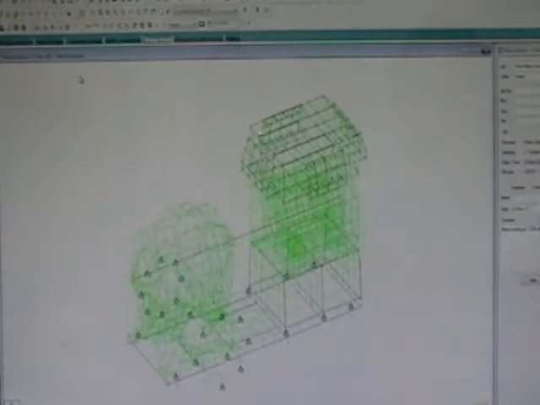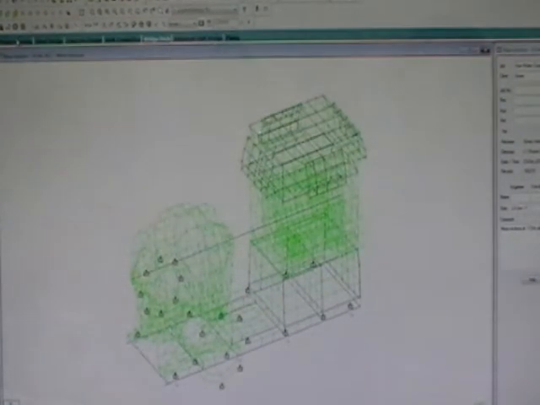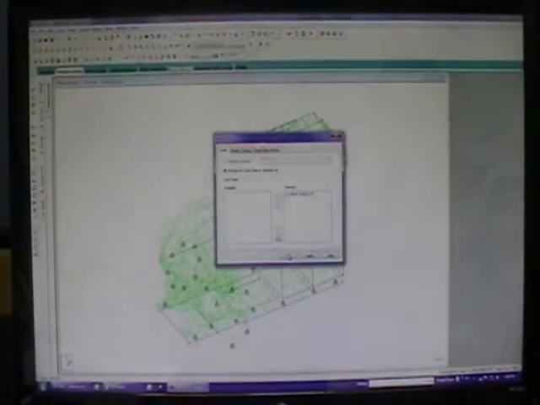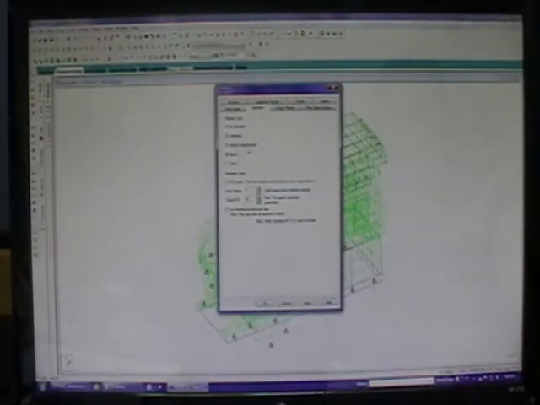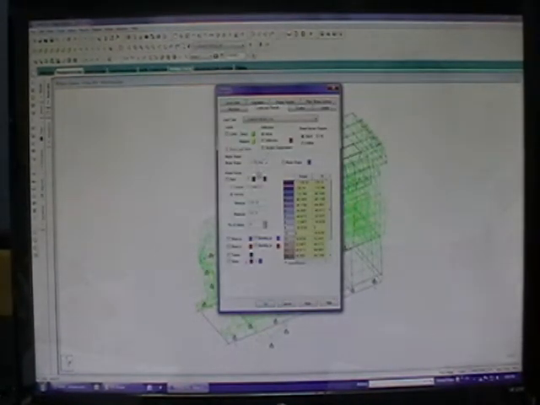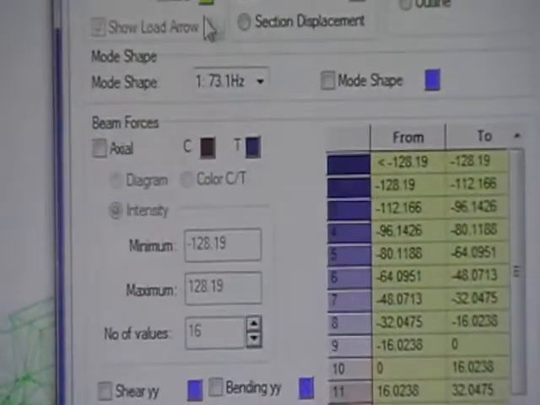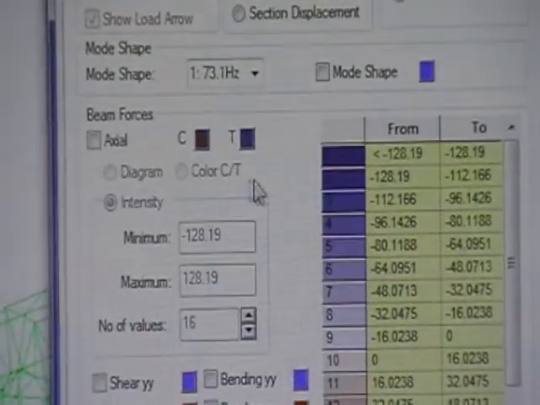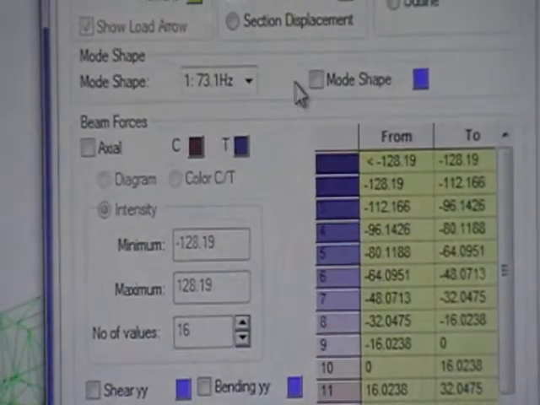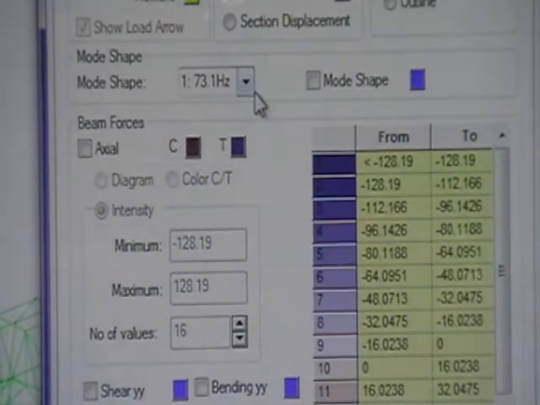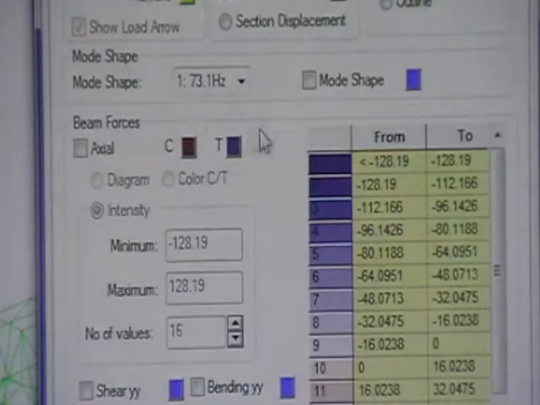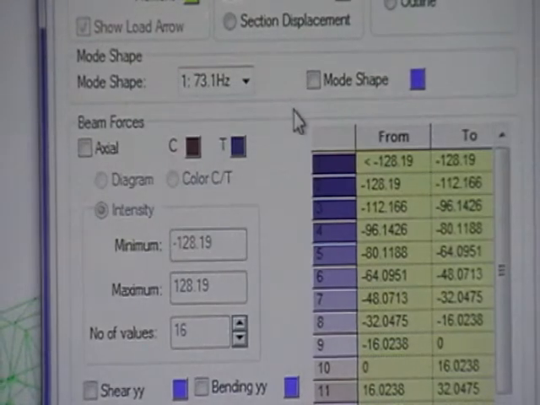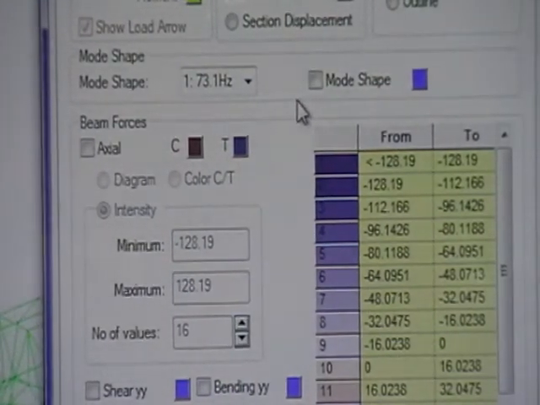We load up the model in the software, move to post-processing, and again we go and animate the model. As you can see, the first mode shape has increased in frequency from 62 Hz to 73 Hz. This is an increase of 11 Hz and has moved the natural frequency much further away from the drive frequency of 65 Hz.